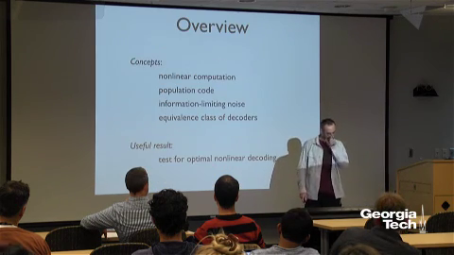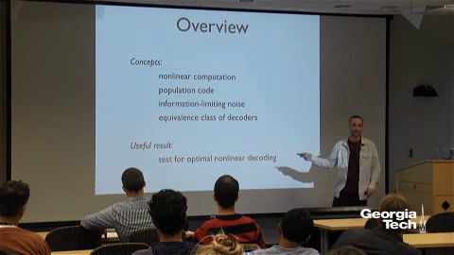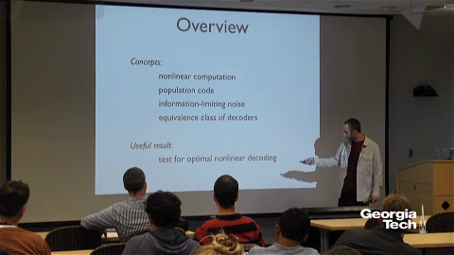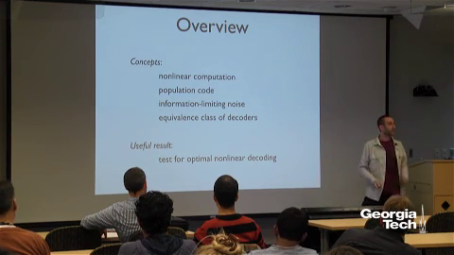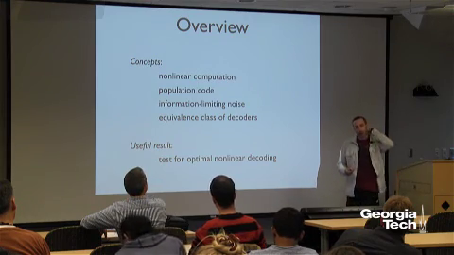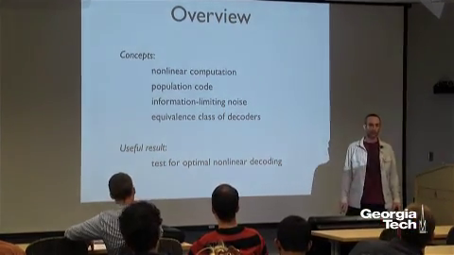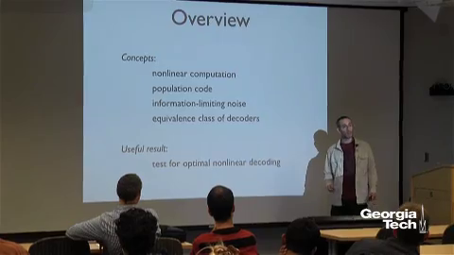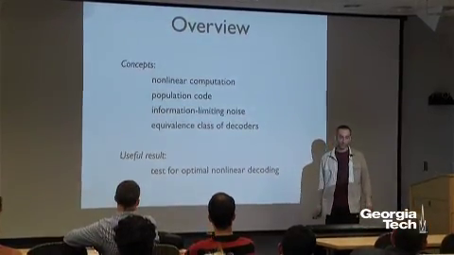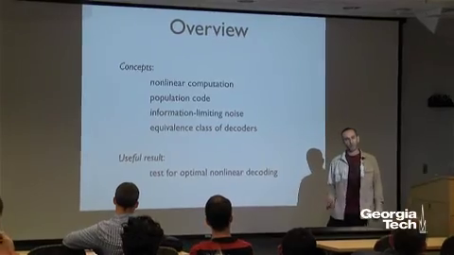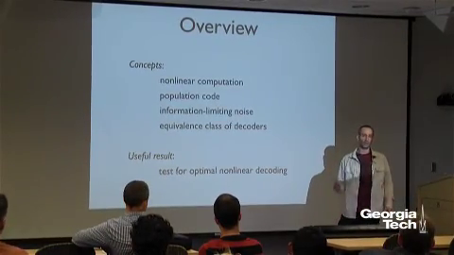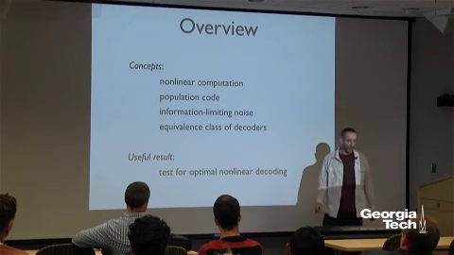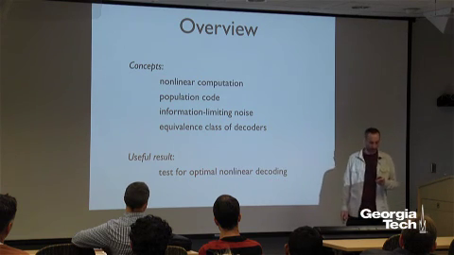So let's get going. I'm going to talk about a few different concepts, and we're going to weave them together. And at the end, I'll give you guys something which I hope is a useful result for actual experiments in neuroscience. So we're going to talk about nonlinear computation, which I think is a really fundamental property of brain computations. We're going to talk about population codes. We're going to talk about noise, in particular, the kind that limits information in the brain. And we'll talk a little bit about what it means to have an equivalence class of decoders, which is, I think, a very important, relevant level of understanding and thinking about the brain. And in the end, we'll have a test for optimal nonlinear decoding.